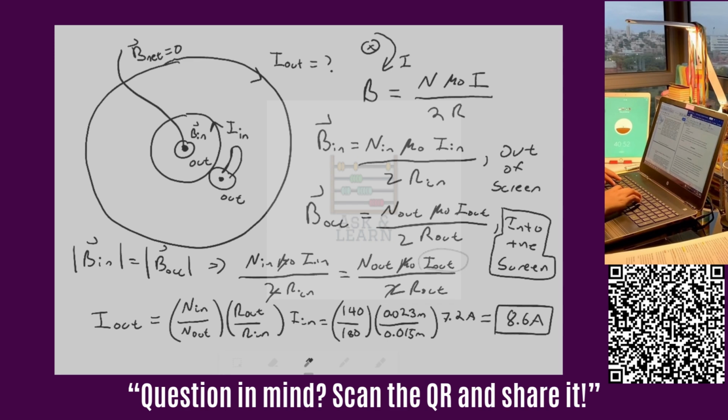And remember, that current needs to be going in the direction opposite to the current in the inner loop in order to create a magnetic field that cancels with the magnetic field from the inner loop. So we have the answer of 8.6 amps for the magnitude and opposite the direction of the inner loop current for the direction.